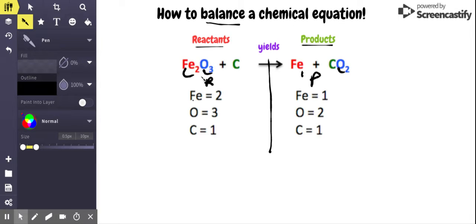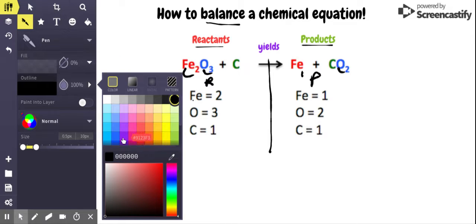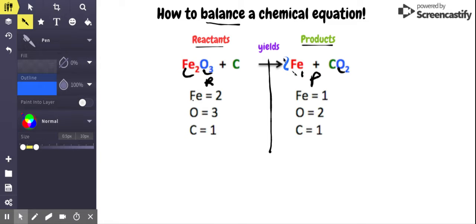So if iron has Fe2 here, we have 2 of them here and 1 here. What I'm going to do is put a 2 in front of them. I'm going to try to do a different color here. I do not like that, but that'll work. So we have a 2 here. By doing that, we now have 2 iron molecules. This 2 is called a coefficient. It applies directly to this element. Now, those are both equal.